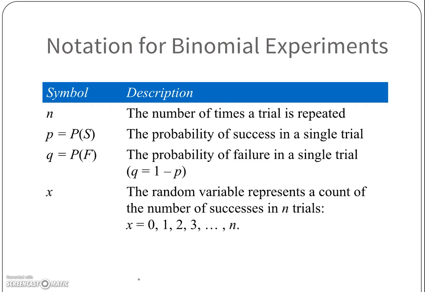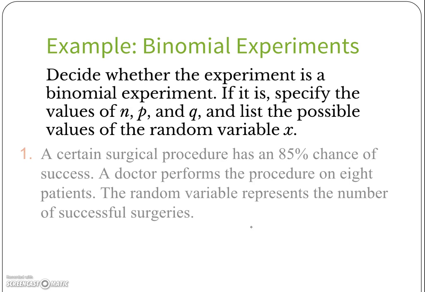So we have notation for a binomial experiment. N is going to be the number of times the trial is repeated. So if you're going to roll a die 50 times, your N would be 50. P would be the probability of success of a single trial, and then Q would be the probability of a failure. And P plus Q equals 1. So if you know what P is, you can find Q by subtracting it from 1, because either it's success or failure, so those are the only possible outcomes. X is going to be our random variable, and it's going to represent the count of the number of successes in N trials. So we can explain all of those through an example.